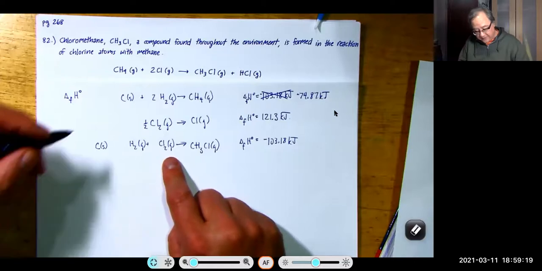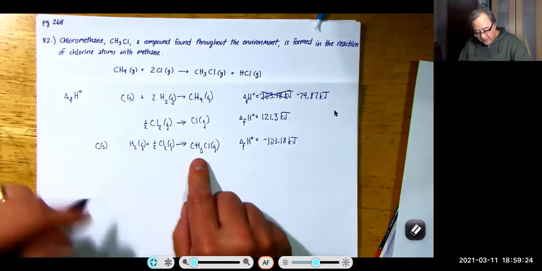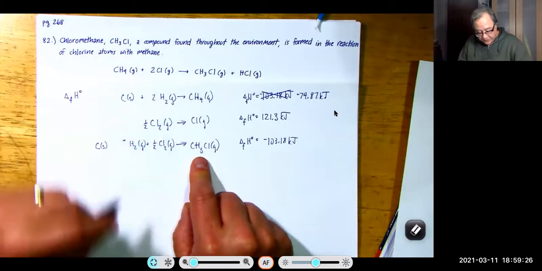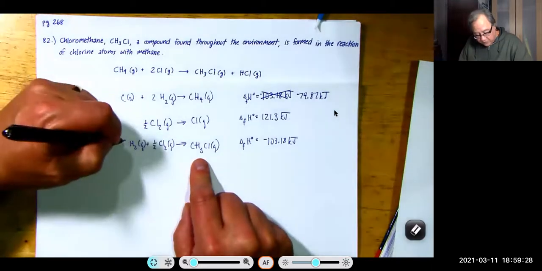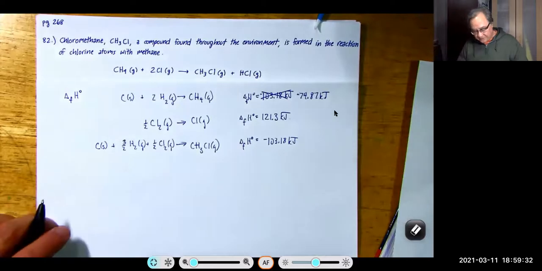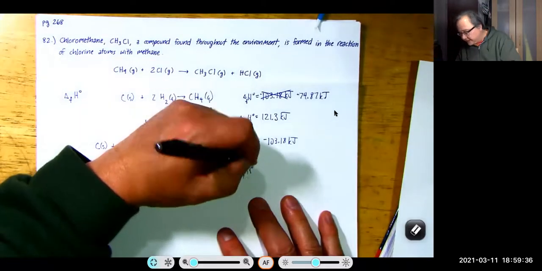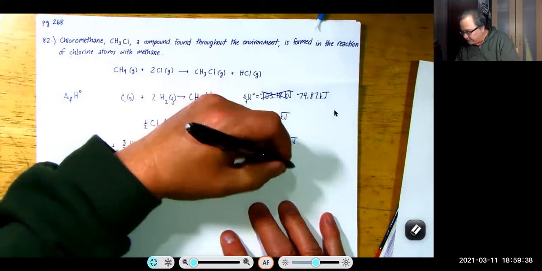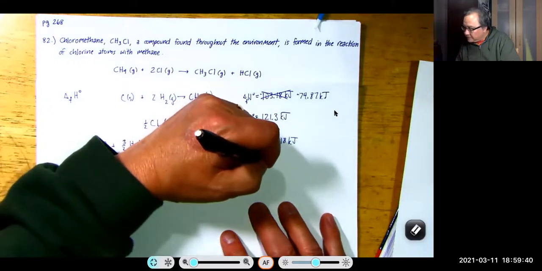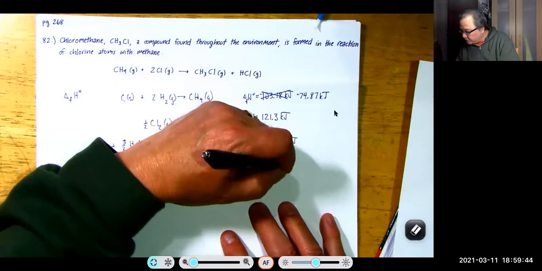Now to balance this, I have to put a 1/2 in front of Cl2. Let's see, I need 3 hydrogens, so I'm going to put 3/2 times the hydrogen and 1 carbon. So there's that reaction. And the last one, the enthalpy of formation for HCl is minus 92.31 kilojoules per mole.